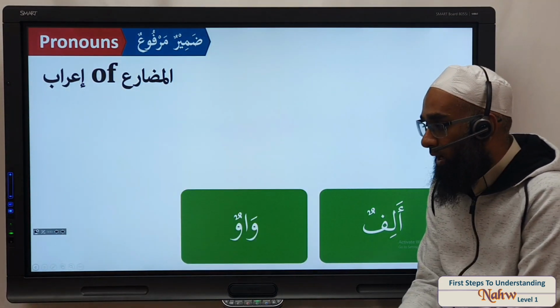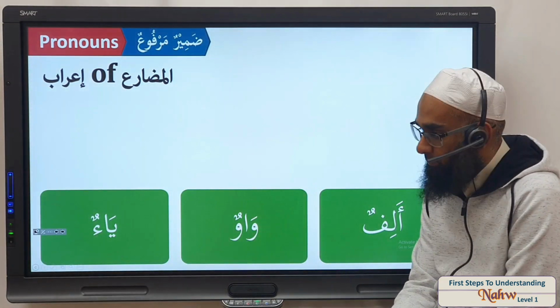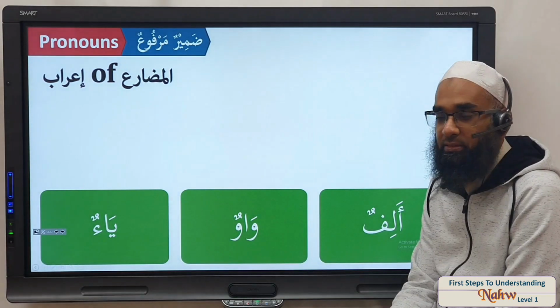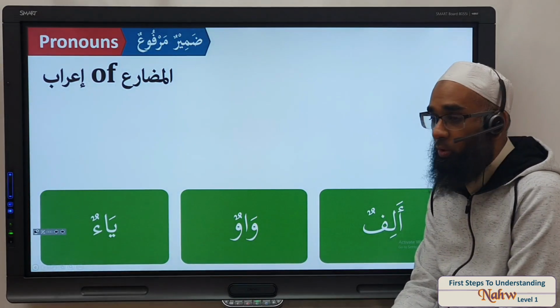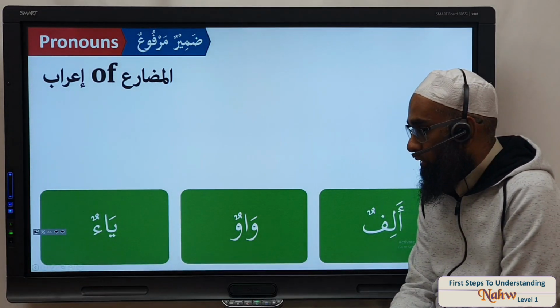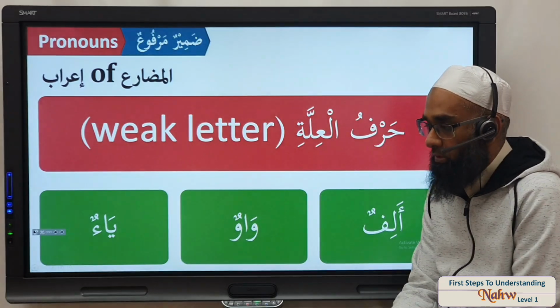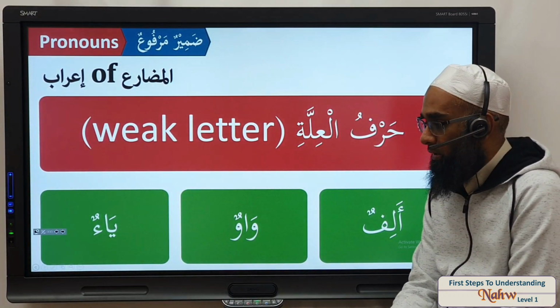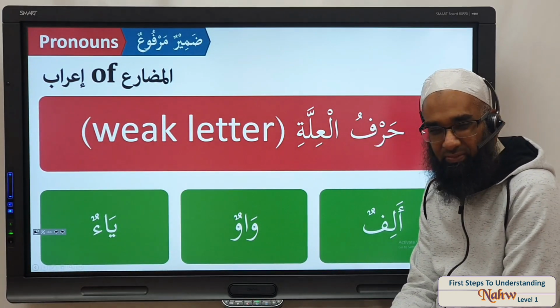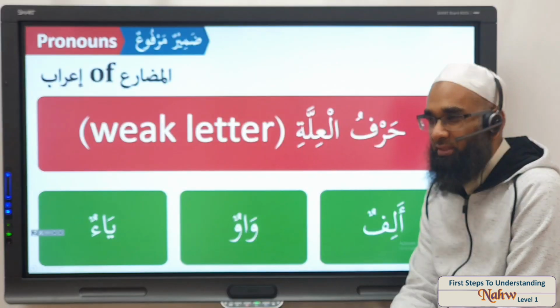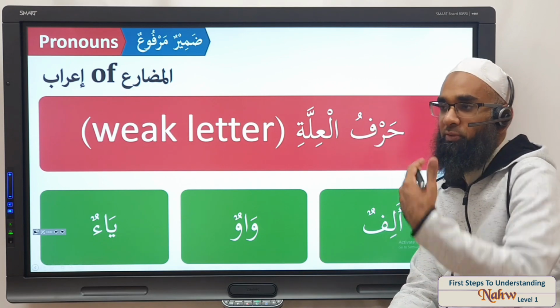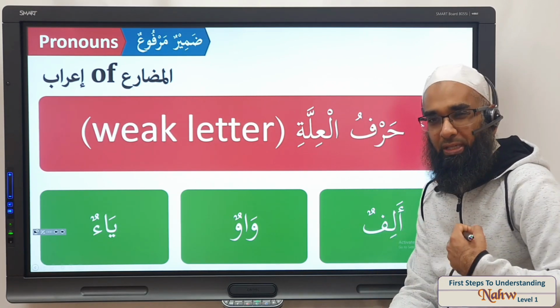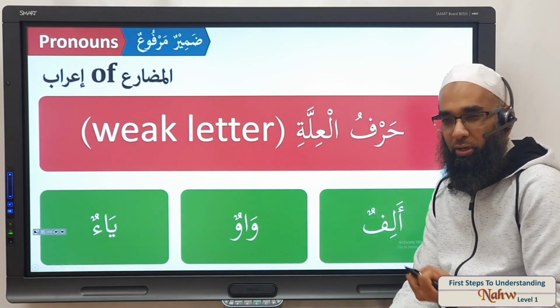Okay. Alif, waw, and ya. What are these called? Anybody know? From first step to understanding sarf, alif, waw, and ya. These are called huruful illah. Letters of weakness or weak letters. What does that mean? Vowels, even in English, vowels are, I'm not going to get into the philosophy of language, but vowels are weak, meaning you can elongate them, make them longer, shorten, drop.